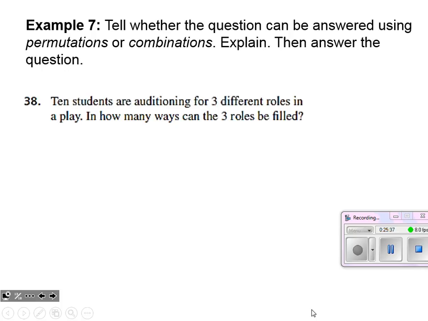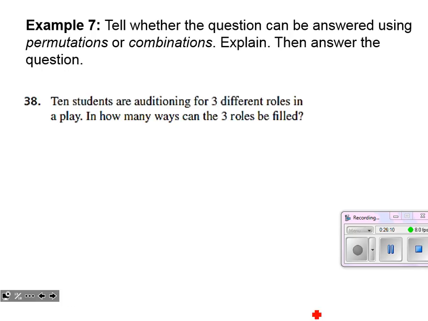Okay, next one. Tell whether the question can be answered using a permutation or a combination. Explain why you chose that one, then answer the question. I wish there were more questions like this in the actual homework assignment, just because that's one of the questions we have to ask ourselves. Which one are we going to use? nPr, nCr? Are we going to try and find a probability? You know, it's important. It decides the outcome of our problem, and they could be vastly different if order matters or doesn't matter.